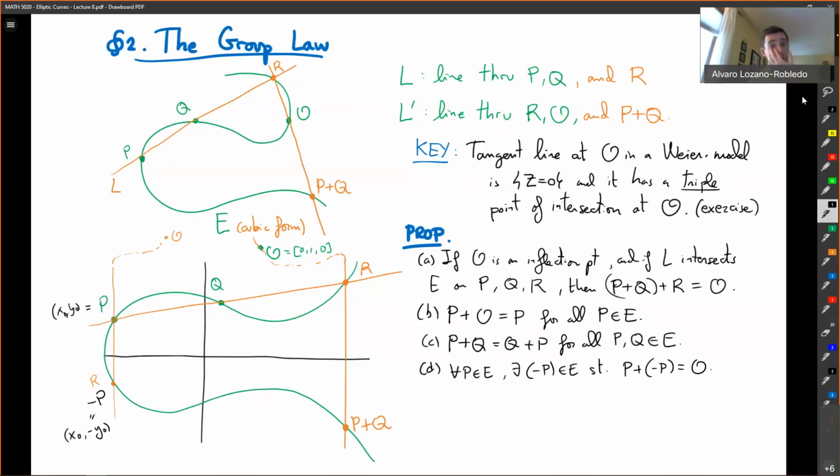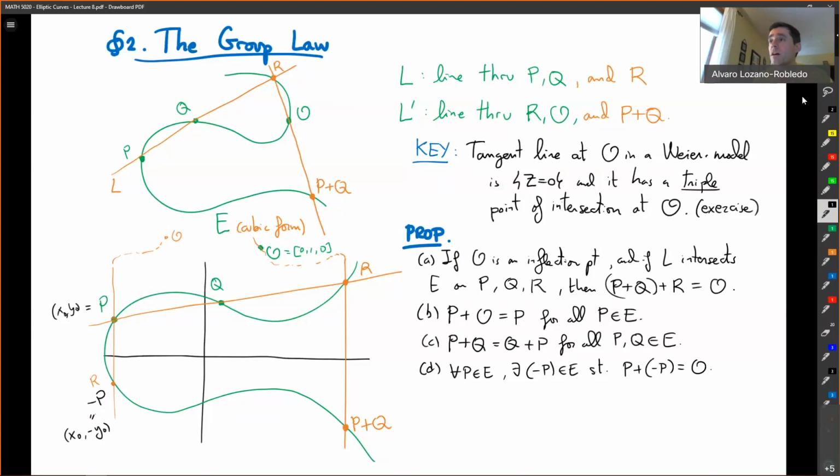By the way, why is it that P plus minus P gives you O? Well, if I do the line between P and minus P and find the third point of intersection, that will be vertical and gives me O. Now I have to do the line through O and find the third point of intersection. But because O is a triple point of intersection, the line through O and O is tangent, and the third point of intersection is O again. So I get O. So that's why P plus minus P equals O.